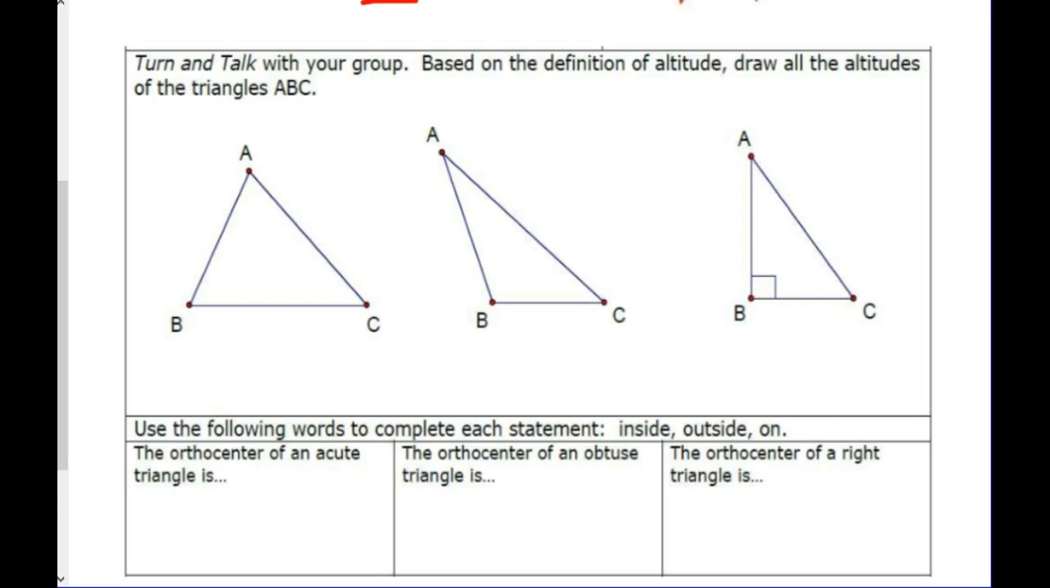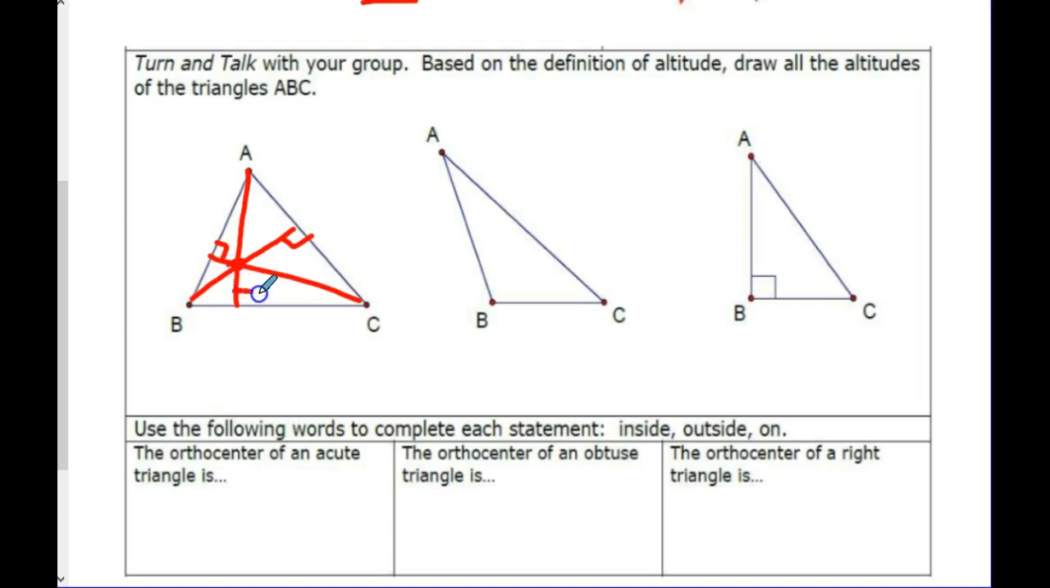Three altitudes. So remember, an altitude is from a vertex, and it makes a right angle. So sketch that. Vertex makes a right angle. Sketch that. And then vertex makes a right angle. Sketch that.